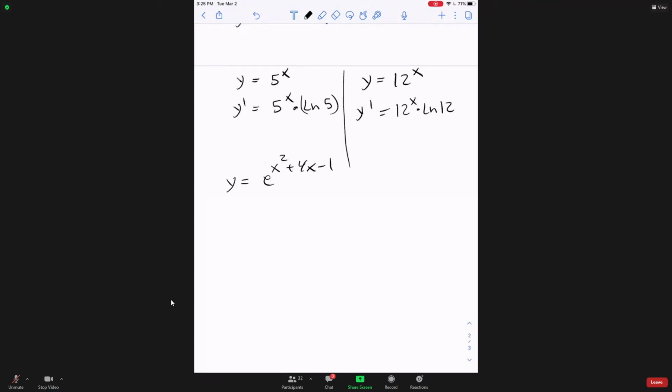4x minus 1, all in the exponent. Well, the derivative of an exponential is itself, so it would be e to the x squared plus 4x minus 1 times the derivative of the exponent. What's the derivative of x squared plus 4x minus 1? It's 2x plus 4.